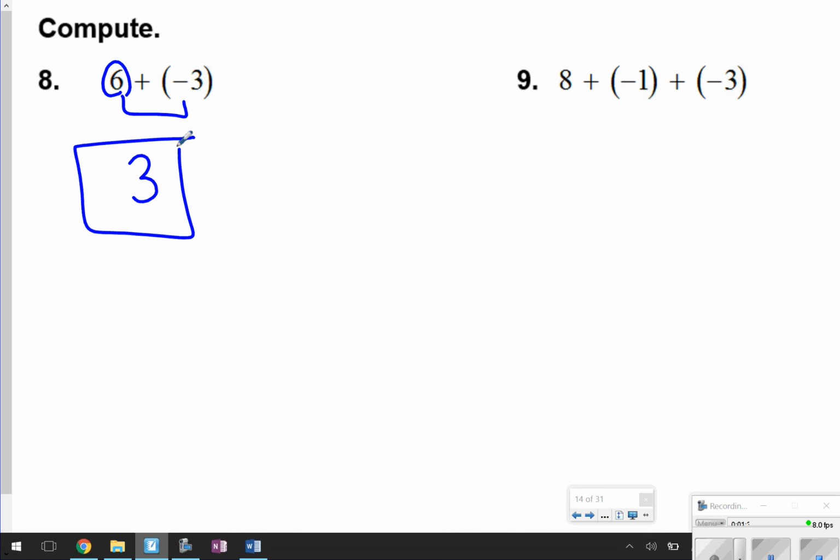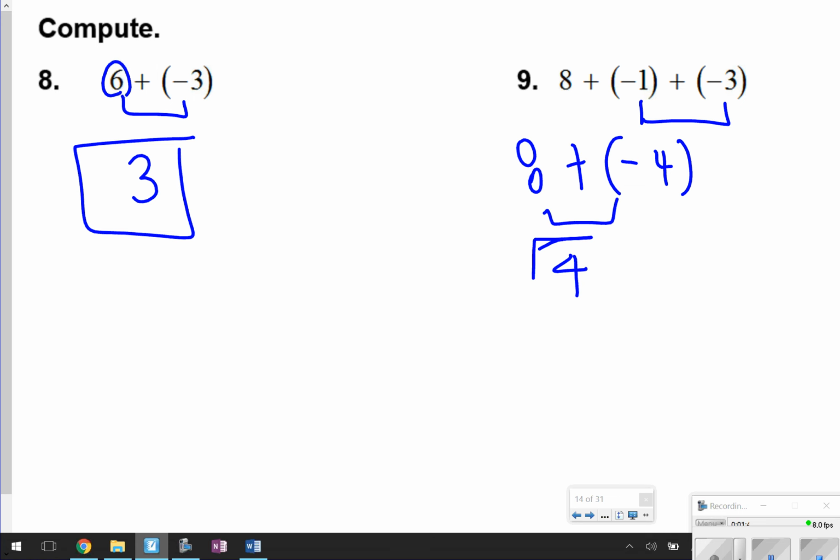Number 9, you can do many different things. What I like to do is pair up all the negatives first, or all the positives. -1 plus -3 is -4. So now I just have 8 plus -4. Different sign, subtract. My answer is 4, keeping the sign of the larger value.